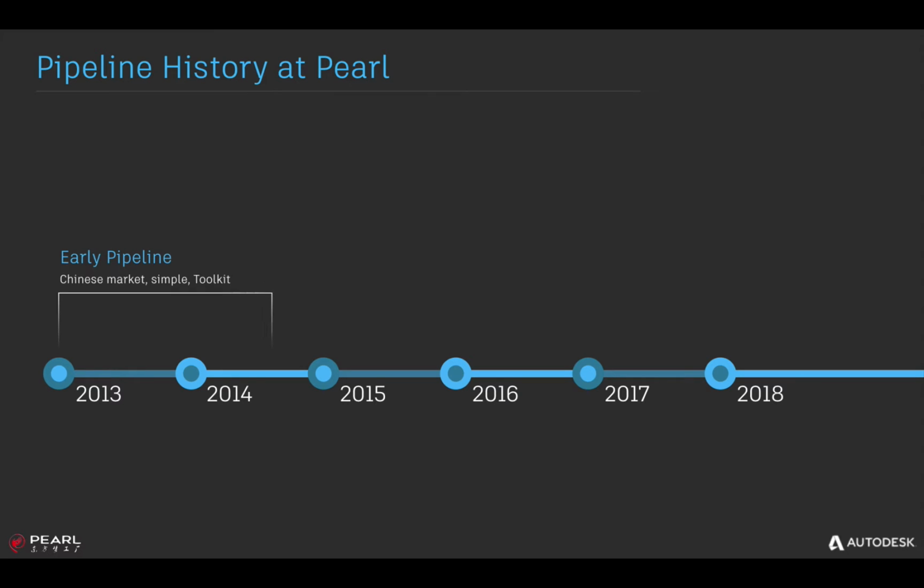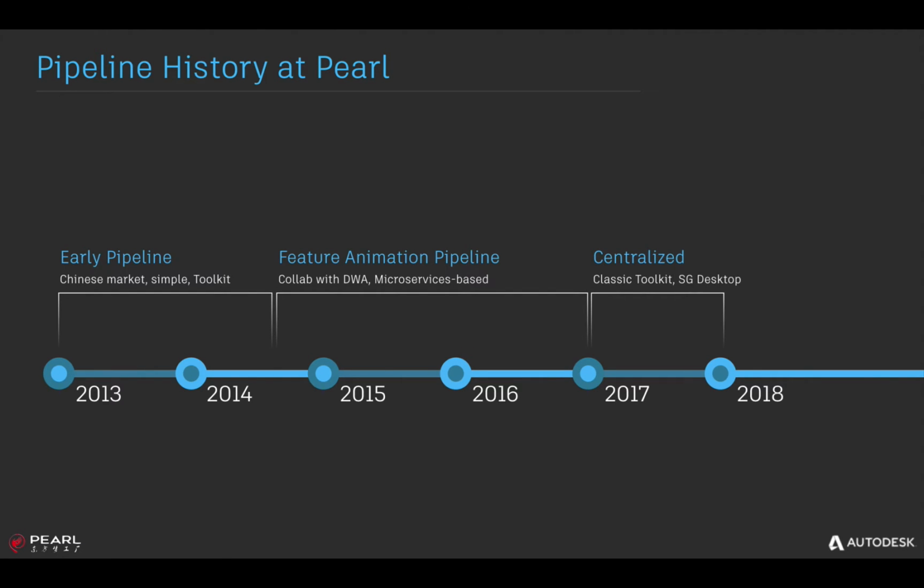Perl Studio began using Shotgun Toolkit. They've been using Shotgun Toolkit for a while, as far back as 2013. It was a simple toolkit-based pipeline for VFX and animation projects for the Chinese market. While working in collaboration with DreamWorks, they were using a feature animation microservices-based pipeline. They were integrating with DreamWorks and working with their existing tech stack. In 2017, the partnership with DreamWorks ended and Perl felt like they had an opportunity to rework and rebuild their pipeline from the ground up. So they moved back to Toolkit in a single site, centralized Shotgun-based pipeline.